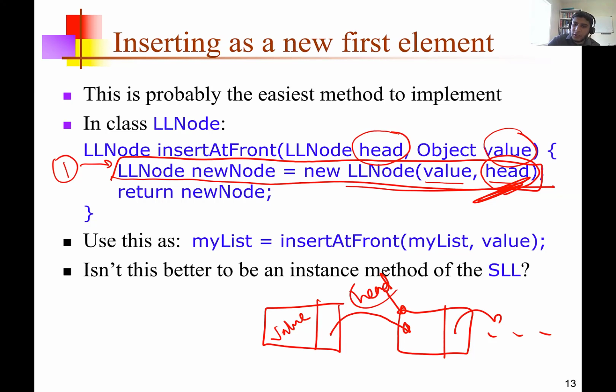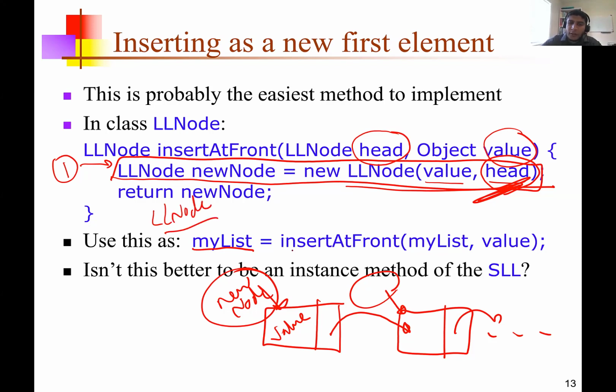So the head can no longer be here. I want to return the new node, which is the one that is pointing to the first element in the chain, right? How to use this? In the main, for example, I can write my list equal insert, and my list should be nothing other than an LL node class, by the way, or object. Insert at front, pass my list itself, and then the value.